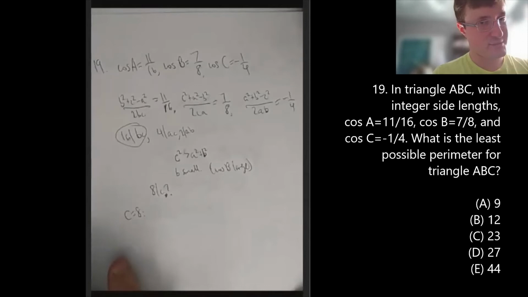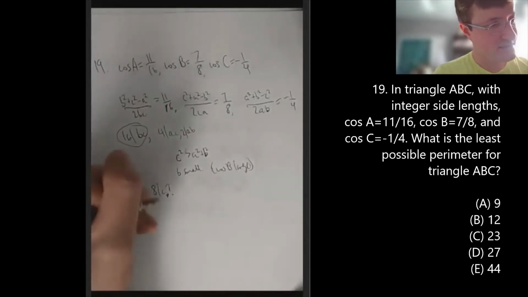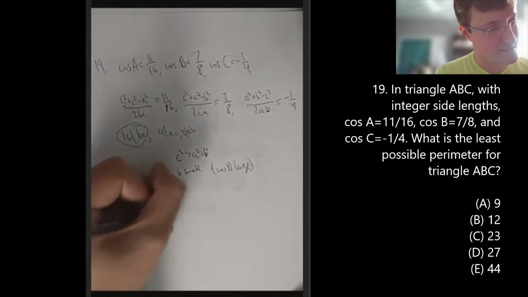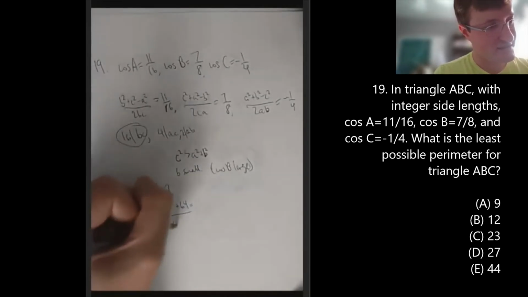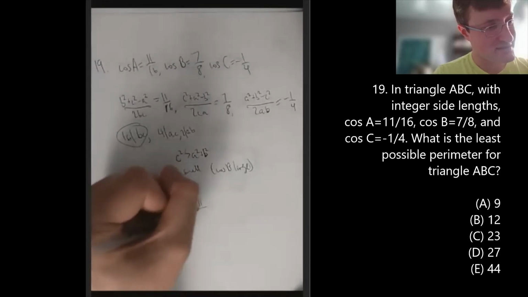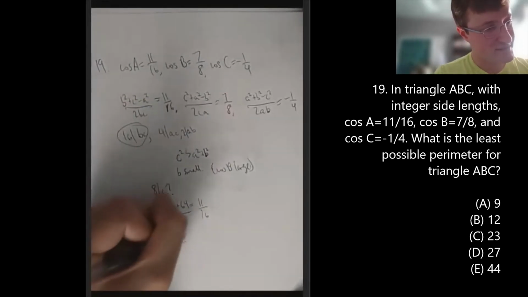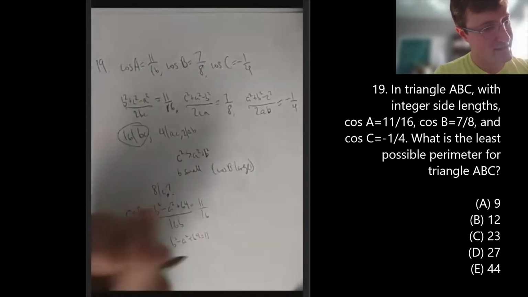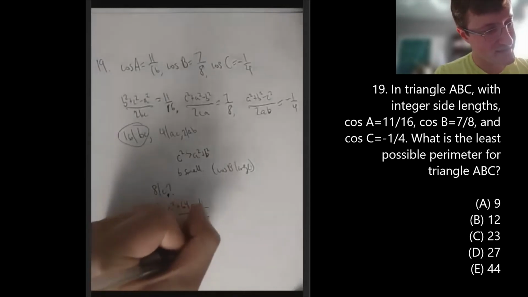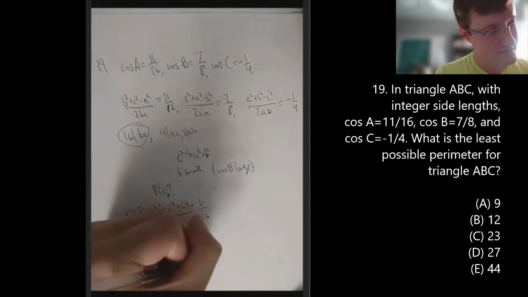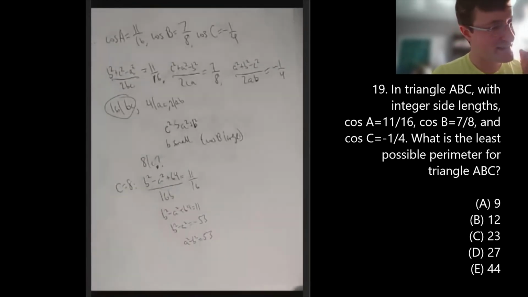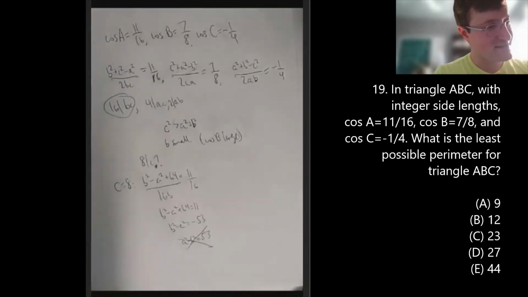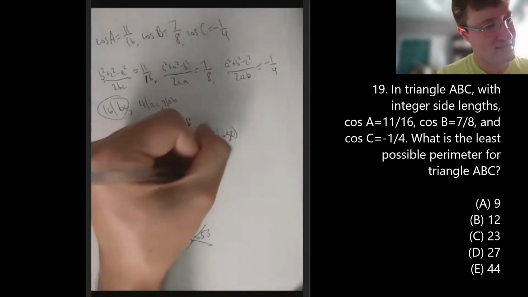I get b squared minus a squared plus 64 over 16b equals 11 over 16. So b squared minus a squared plus 64 is 11. So b squared minus a squared is minus 53. Oh, that's bad, because 53 is a prime, and that's a difference of squares. So C is not 8. Okay, so maybe C is 16 then.